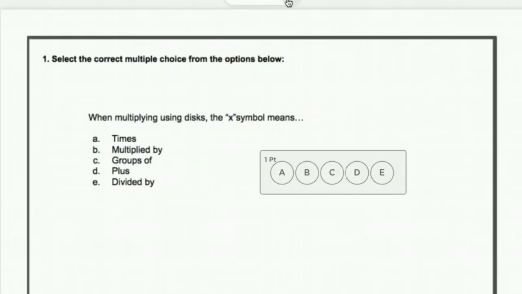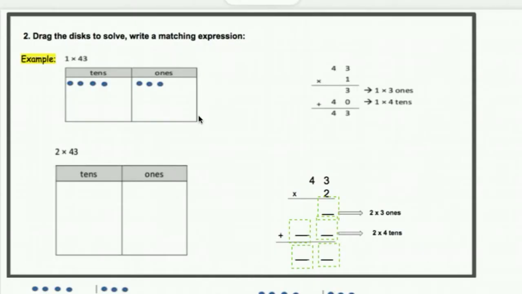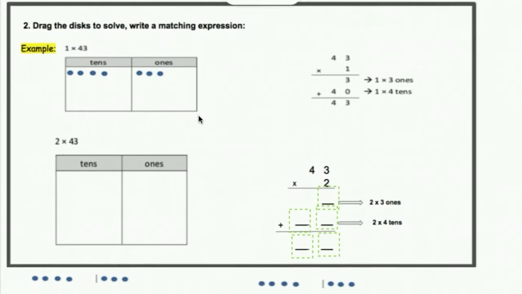But before we do, y'all, I want y'all to think back to last week, our previous lesson, when we were focusing on how to rename that multiplication symbol. When multiplying using discs, the multiplication symbol means what? Who thinks they remember? Does it mean A, times, B, multiplied by, C, groups of, or D, divided by? Let's see who was listening. Yes, it means C, groups of. So whenever we see a multiplication sentence symbol, it means we're making groups of that number. Let's go ahead and apply this concept to our first problem.